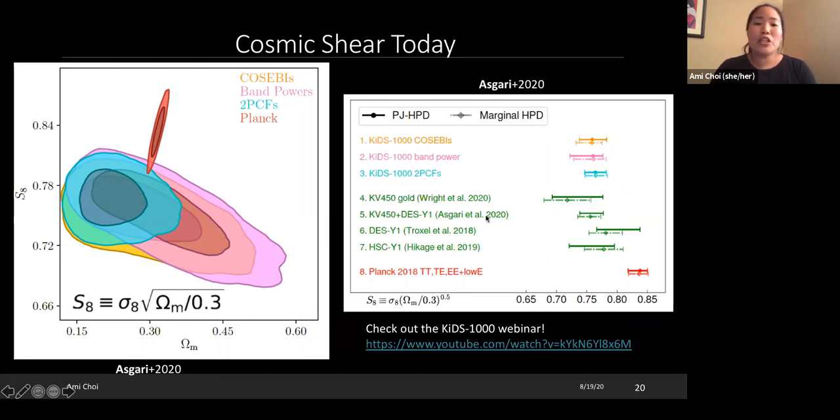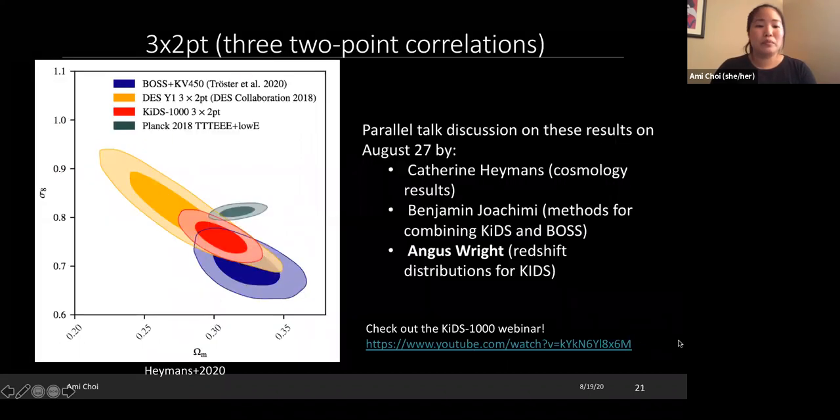There's also the previous KIDS iteration, KV450, which is number 4, and then the combination of KV450 with the first year of DES data, which is this point. And you can generally see that all of these lensing surveys seem to agree. And maybe all of them may have a bit of an offset with the Planck data.